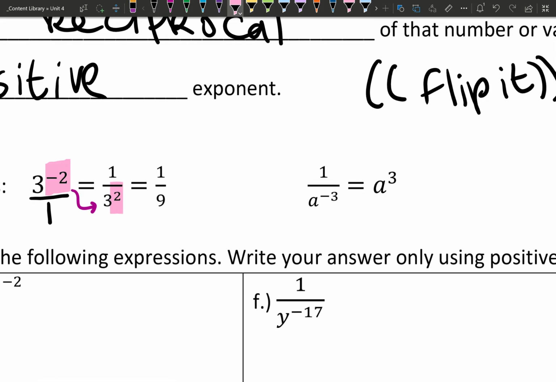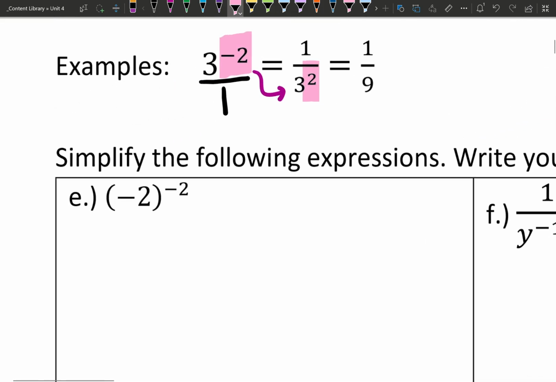Here's another example where we have a negative exponent on the bottom of a fraction, which tells me it's on the wrong side. Let's put it on top. So here I just wrote a to the third because it's a whole number. I could rewrite it as a fraction, a to the third over 1, but it is the same thing as a to the third, and it's on top of the fraction line. Let's do a couple examples.